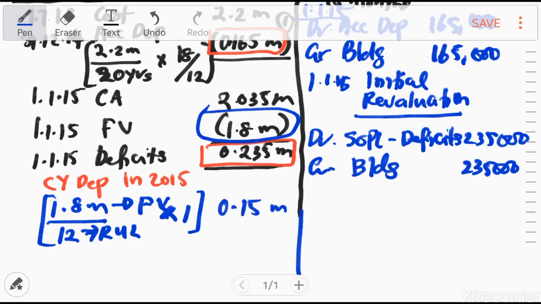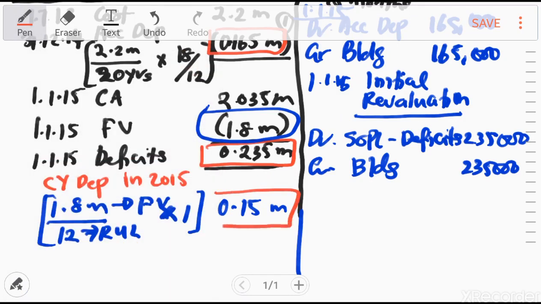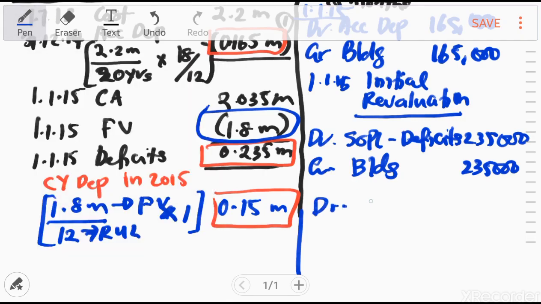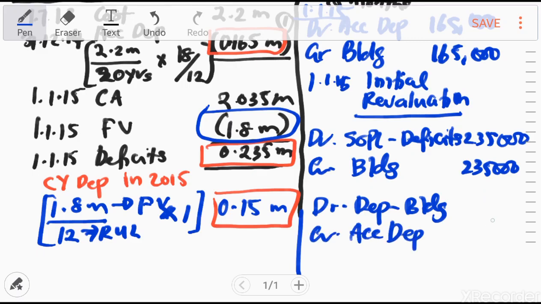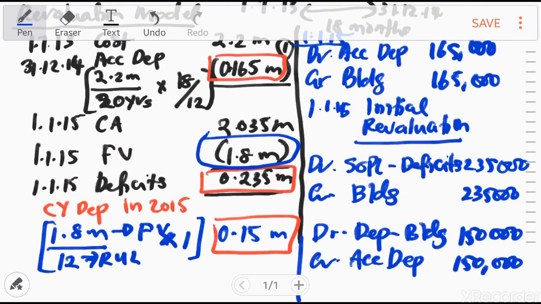So you have another journal entry here. To record, here debit depreciation for building, and then credit the accumulated depreciation for building with 150,000. You can copy down this. I think you have the time to do so. And that one, we are going to show the impact in the movement.